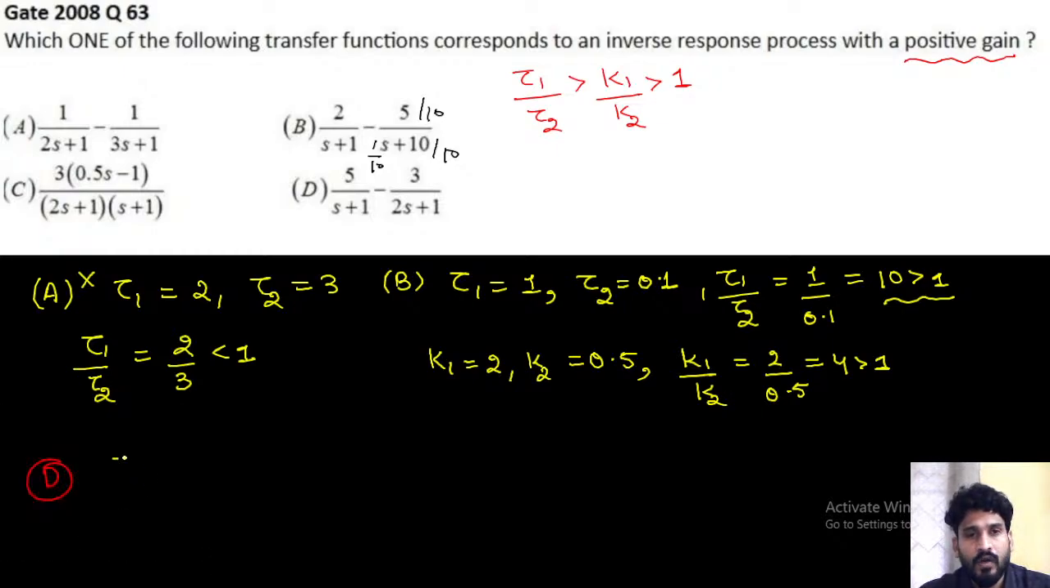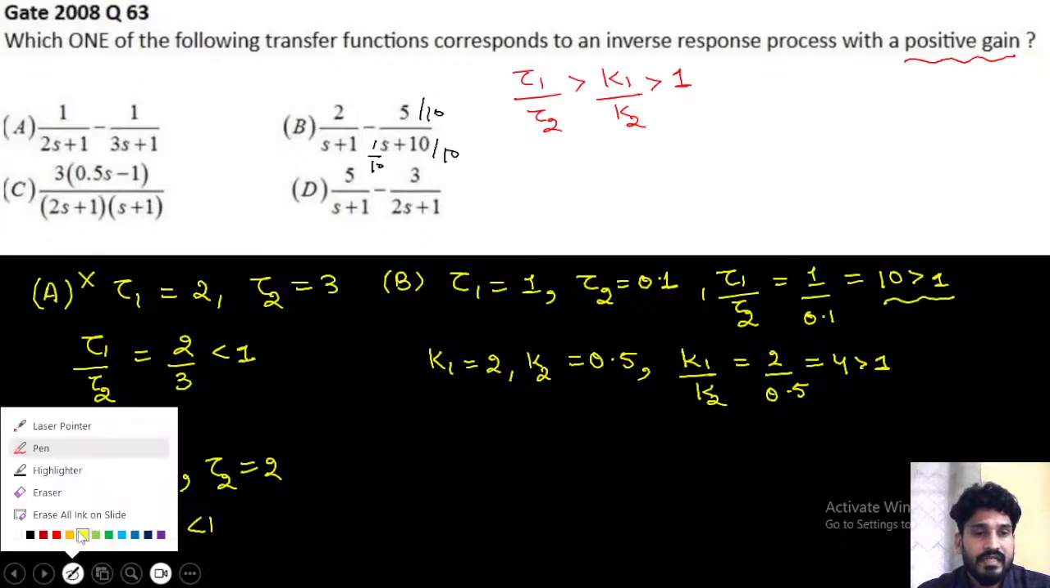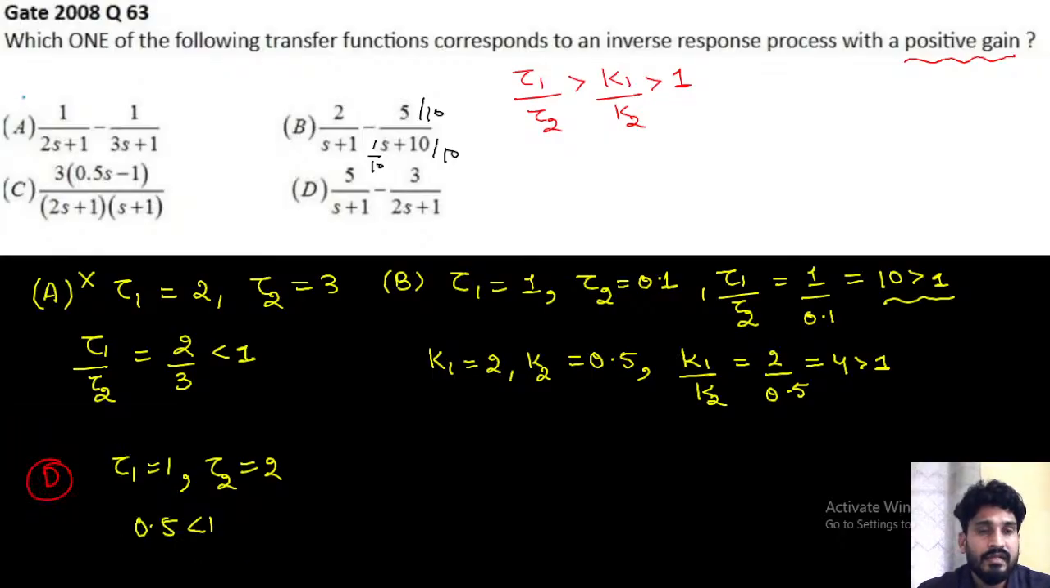Option D, tau 1 is equal to 1 and tau 2 is equal to 2, so the ratio is 0.5, which is less than 1. So it is very clear that my answer cannot be A, and cannot be D. I did not discuss the C. It may be possible that C is also my answer, but my C is in a different format. That's why I cannot say whether this is the answer or not.